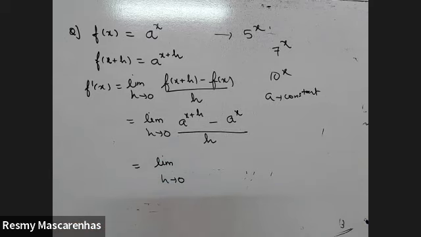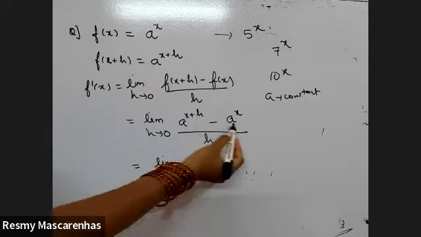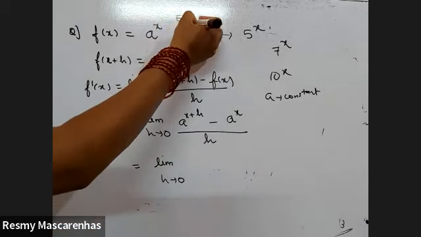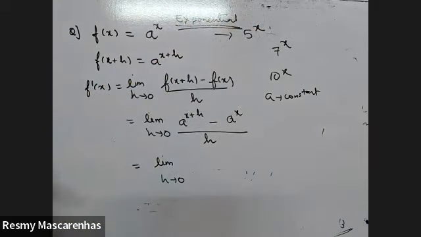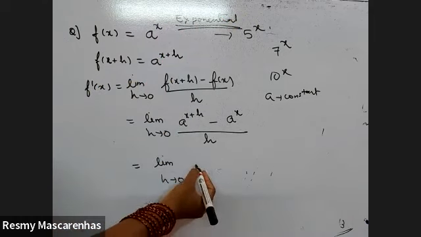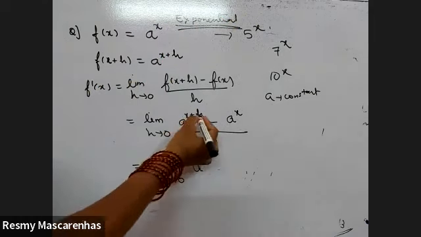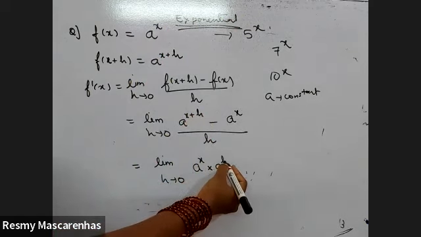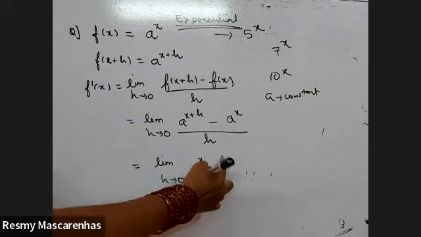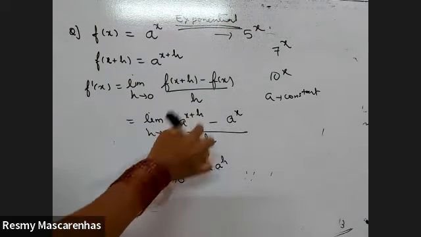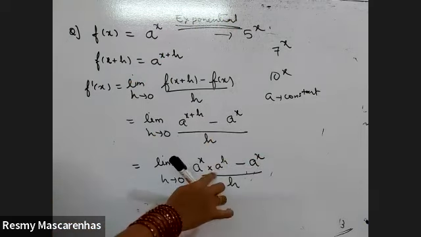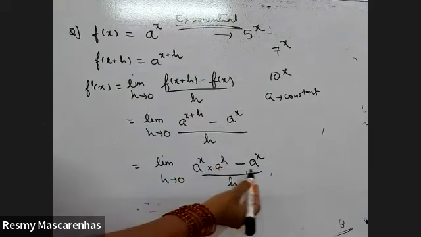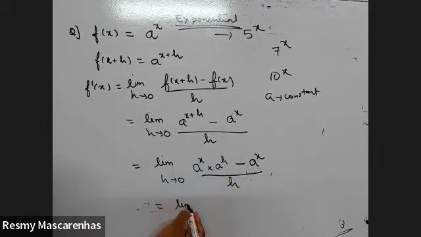Now a raised to x plus h. How to simplify this? Whenever there's an exponential, as we are doing here, the power can be split. If you have multiplication, powers always get added, no? So this is multiplication. Remember only this step, you have to split this power into 2. Now what is common between both the terms? A raised to x is common. So take out a raised to x common.